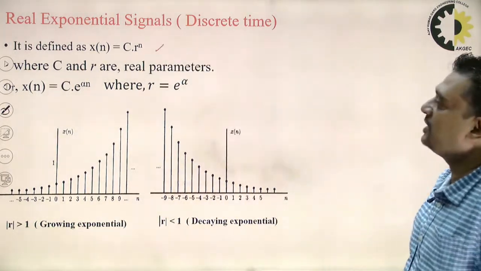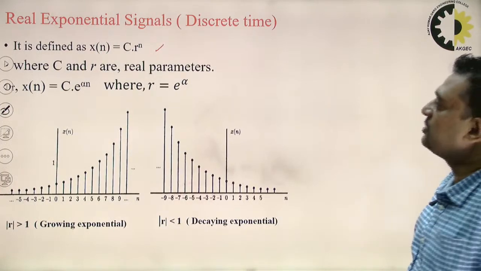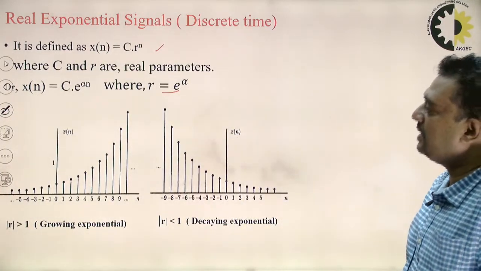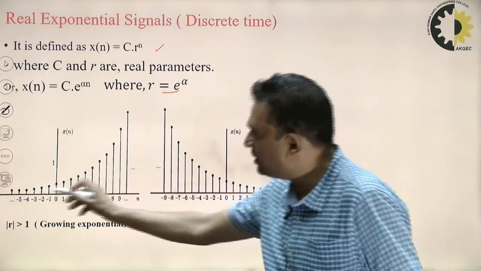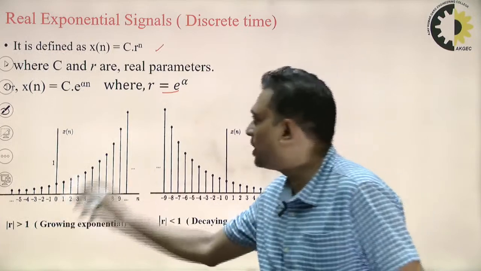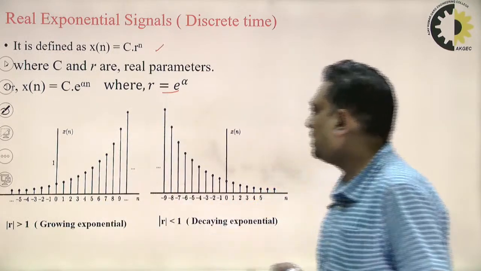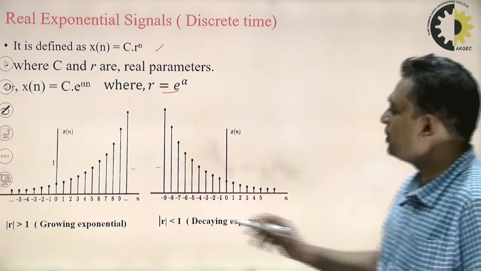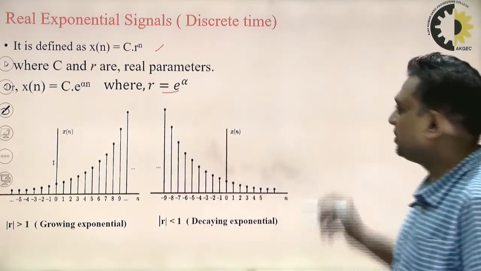Then the real exponential signal in discrete time is defined as x[n] equals c r to the power n, where c and r are real parameters, and r equals e to the power alpha. So we can write x[n] equals c times e to the power alpha n, and this is the curve that we obtain for this signal. This is for mod r greater than 1, and this is for mod r less than 1. So these are the growing exponential signal, and this is the decaying exponential signal.